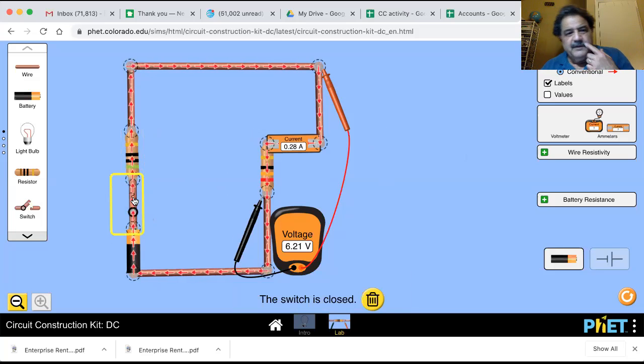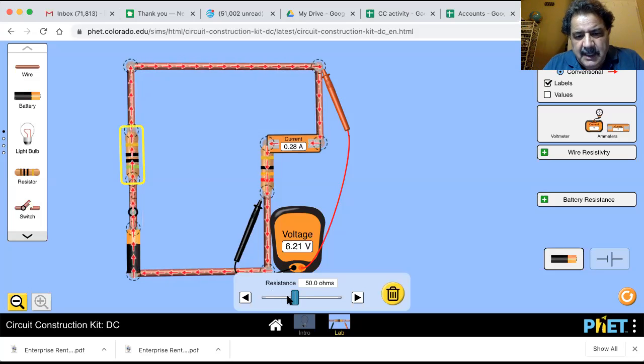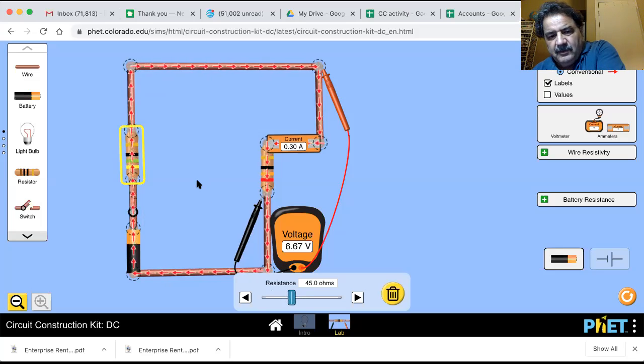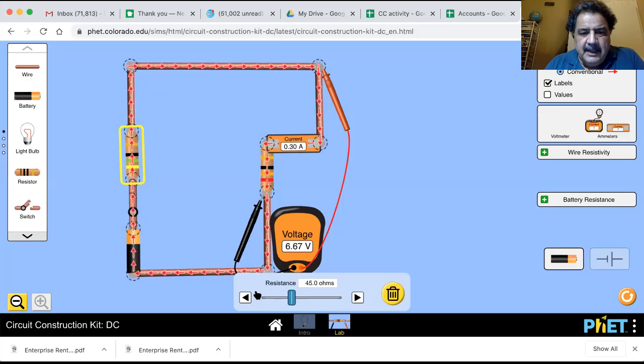And at 50 on the rheostat, we've got 6.21 volts and 0.28 amps, 280 milliamps. Let's do 45. 1, 2, 3, 4. There's 45. At 45, we've got 6.67 and 0.30. Let's go down to 40.